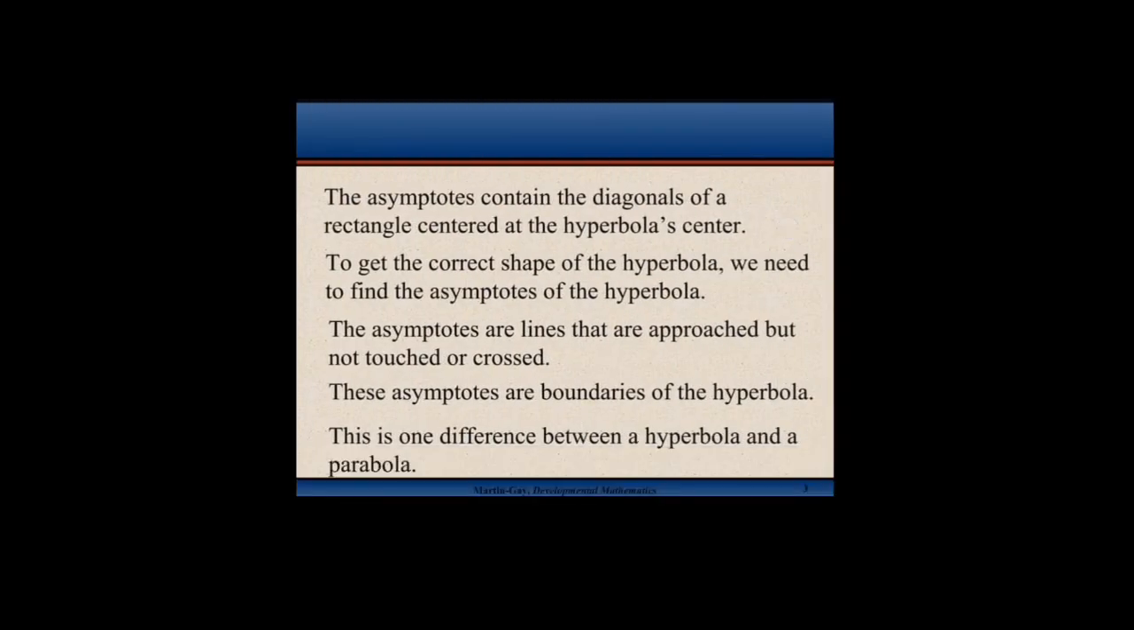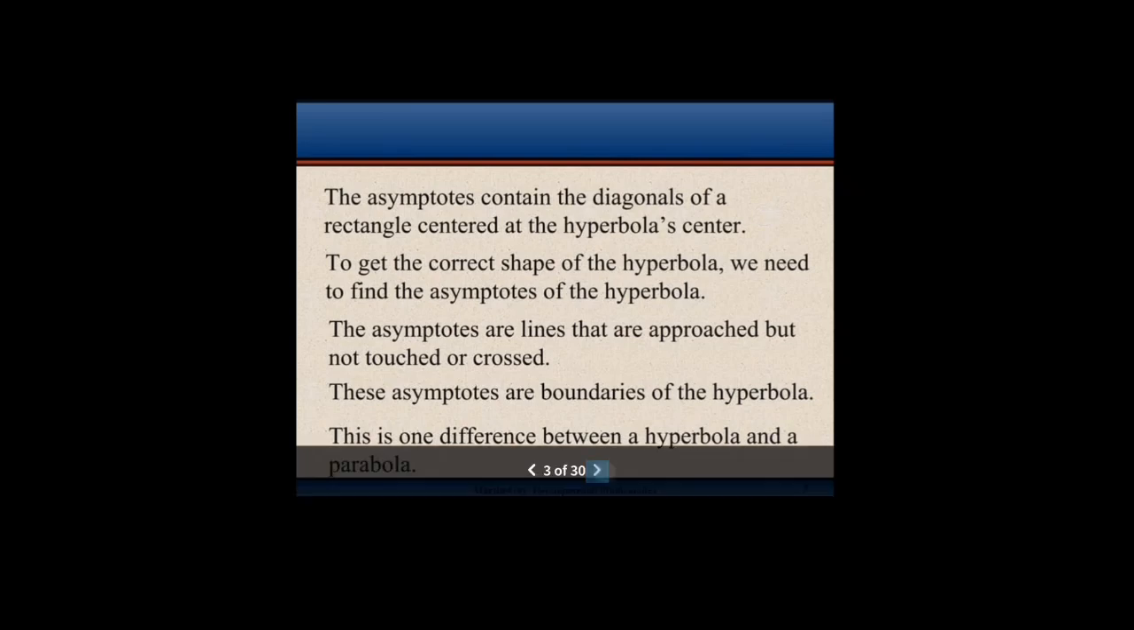The asymptotes contain the diagonals of rectangles centered at the hyperbola's center. To get the correct shape of the hyperbola, we need to find the asymptotes of the hyperbola. The asymptotes are lines that are approached but not touched or crossed. These asymptotes are boundaries of the hyperbola. This is one difference between a hyperbola and a parabola.